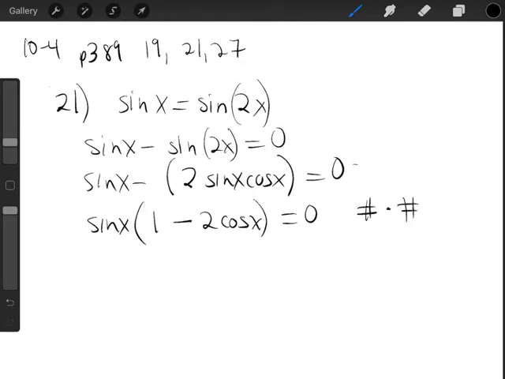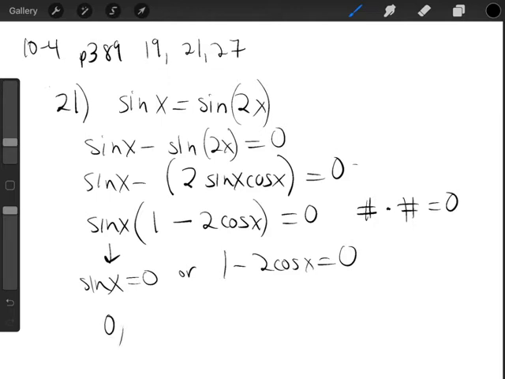Because you have a number multiplied by a number that equals 0, the only way this happens is if one of these numbers, either this one or this one, is equal to 0. So where is sine of x equal to 0? That happens at 0 and 180 degrees.